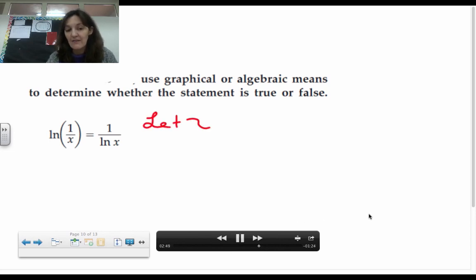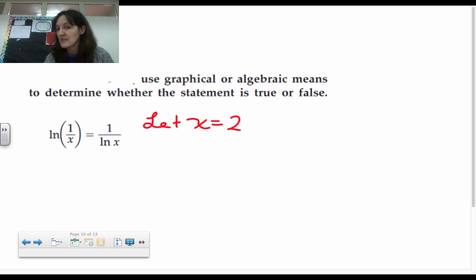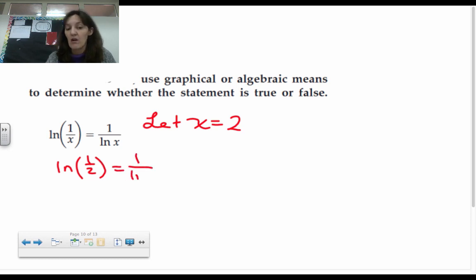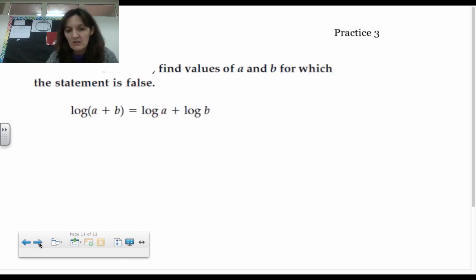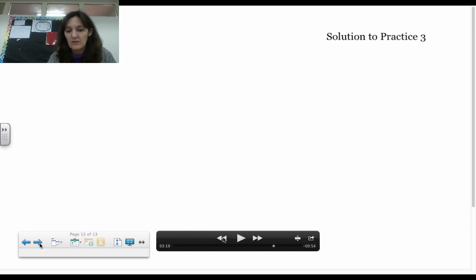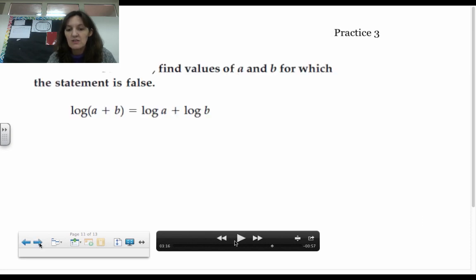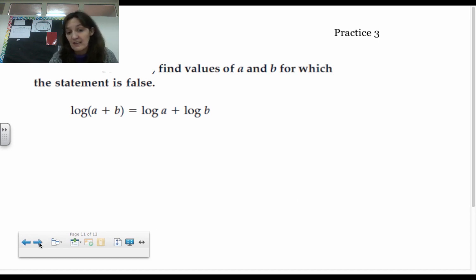So I'm going to pick a value for x. It doesn't matter what it is. We're just going to try something and see if it works or not. Okay, this is trial and error. So I pick x as 2, the natural log of 1/2, and 1 over the natural log of 2. And then I'm going to plug it in a calculator, and I end up with a negative 0.693 for the natural log of 1/2. And the 1 over natural log 2 is 1.44. They are not the same, so the statement is false. If you find any situation where the solution is not true, then the entire thing is false.